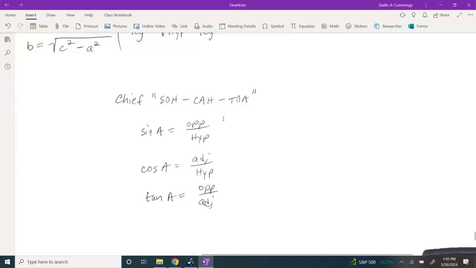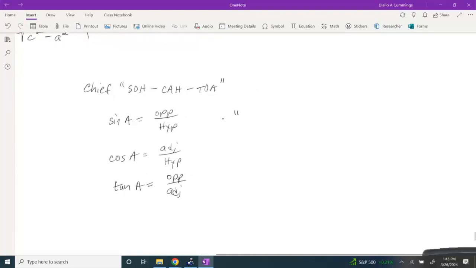Here's another saying that could help. Remember this: Oscar Had A Heap Of Apples. That alludes to the same thing. It doesn't really give you the sine, the cosine, and the tangent, but Oscar Had is opposite over hypotenuse. A Heap is adjacent over hypotenuse, and Of Apples is opposite over adjacent.